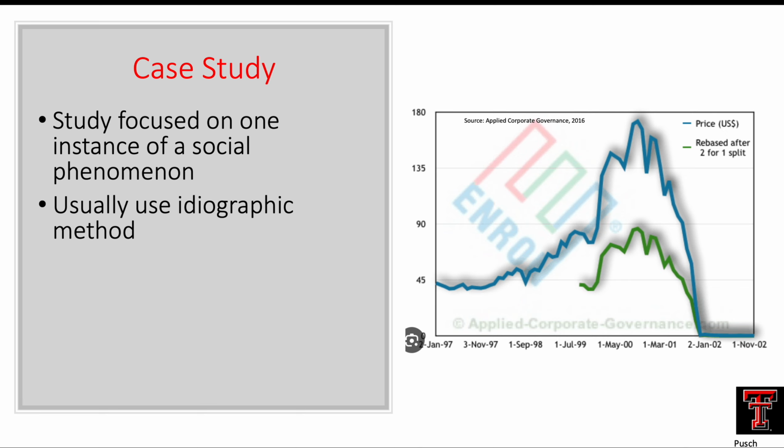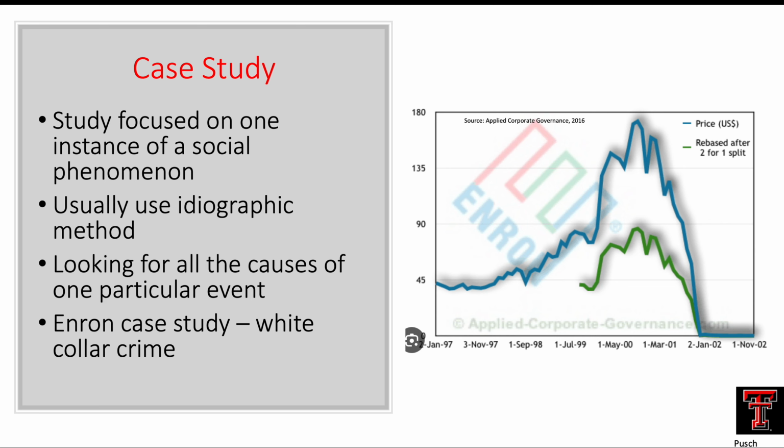So usually this uses an ideographic method. If you think back to earlier, I think chapter 1 maybe, we talked about nomothetic and ideographic methods. This is when we would use an ideographic method, looking in depth into one particular event or case. So for example, the Enron case study, a very infamous white collar crime, they used a bunch of different data from a bunch of different sources and put it all together to talk about this one particular event.